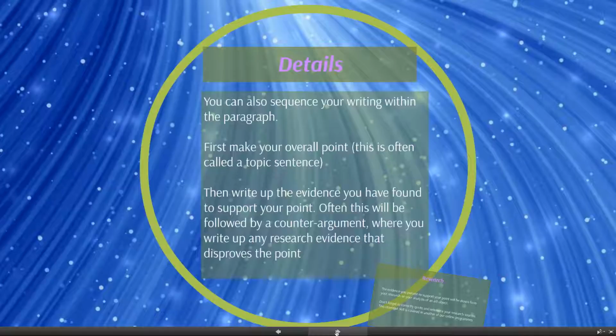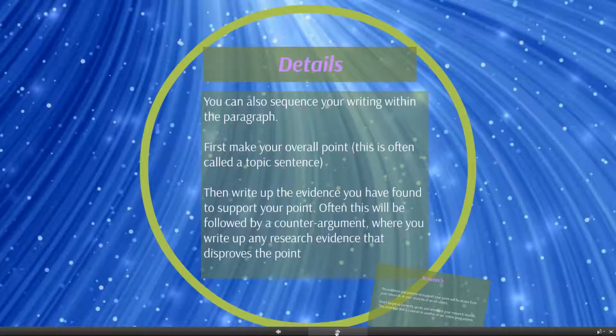So you might first make your overall point or points, and this is often called a topic sentence. So if you come across in a study skills book the idea of a topic sentence, this is what I would call your overall point. And then within your paragraph you will write up evidence that you found to support your point. That will be either presented as quotations or by paraphrase.